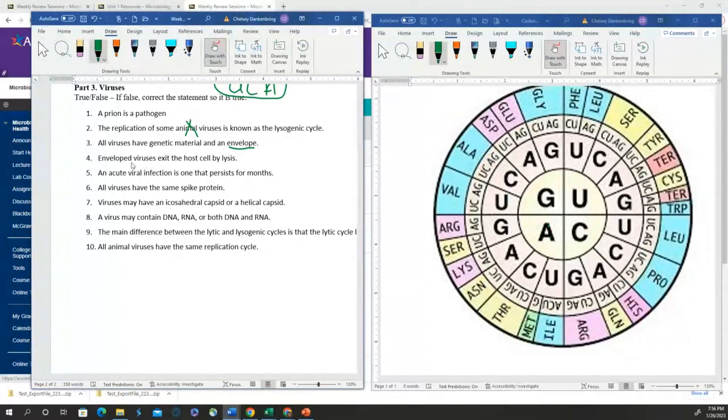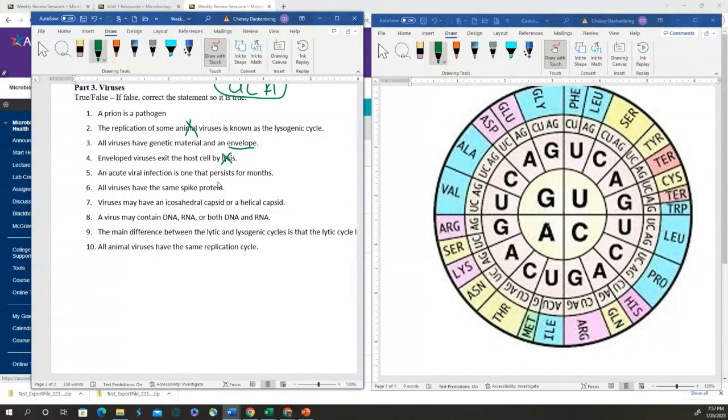Okay, number four. Enveloped viruses exit the host cell by lysis. True or false? 3, 2, 1, go. Good. How do they exit? So not by lysis. What's that process called when they push out of the host? Good, budding. When the virus pushes out of the host, it steals part of that plasma membrane as it buds away. Good, budding.